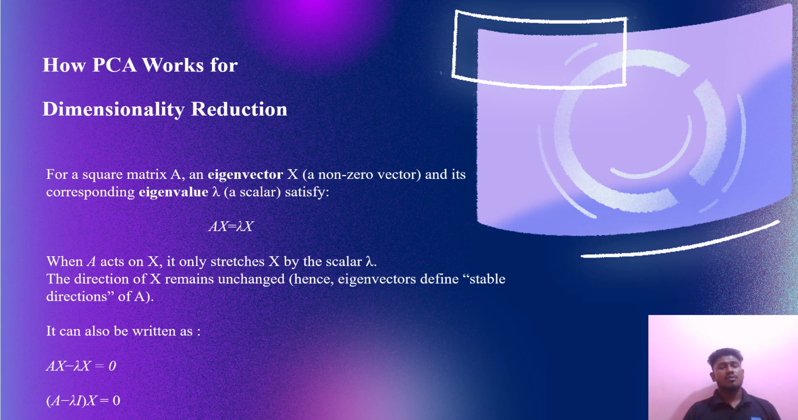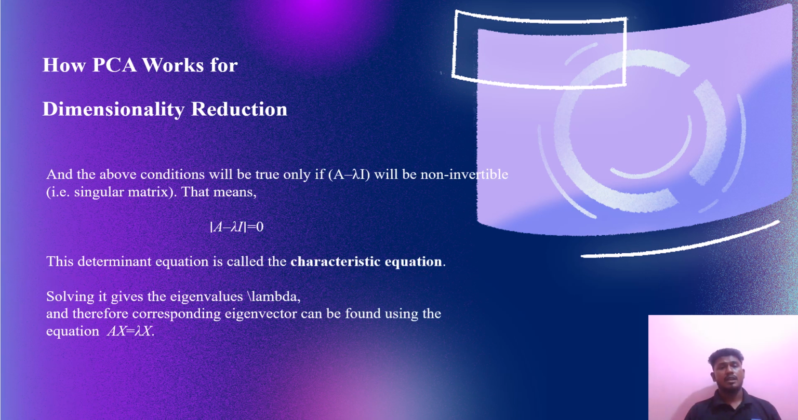This equation is only true for a non-invertible matrix, that is, determinant of A minus lambda I is equal to 0. This is called the characteristic equation, and if we solve this equation, we find the lambda values, that is, the eigenvalues, and for each lambda, we find the corresponding eigenvectors from the equation Ax is equal to lambda x.